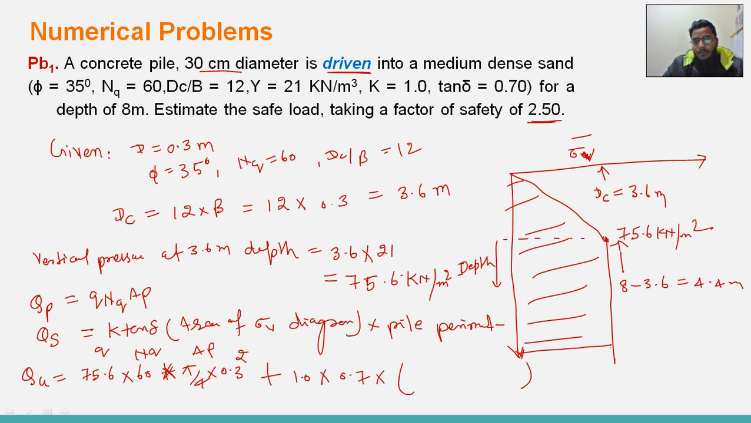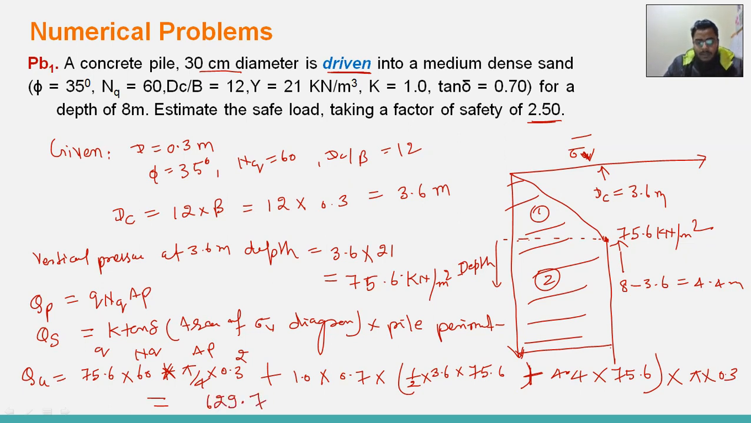So divide this area into two parts. One part is triangular and the second part is rectangle. So we can write for the triangle, half into the length, 3.6, into 75.6. Now plus the rectangle part, length is 4.4 into 75.6, into pile perimeter. So perimeter is pi into d. What is d? 0.3. So by calculating, you will get 629.7 kilonewton.